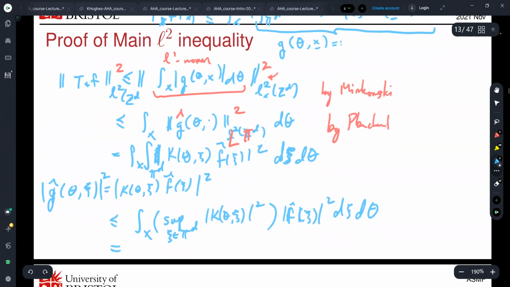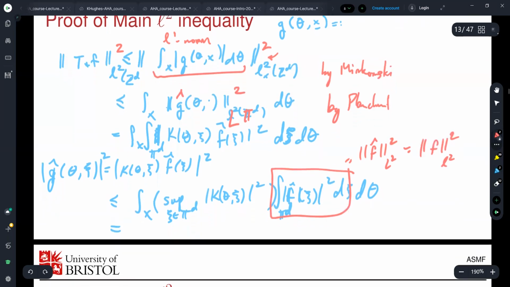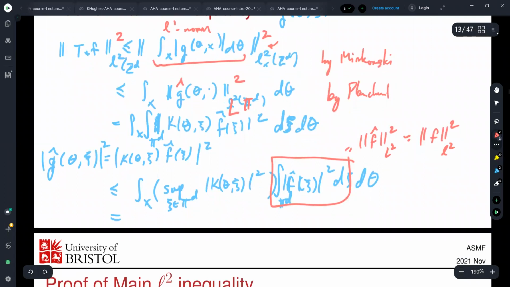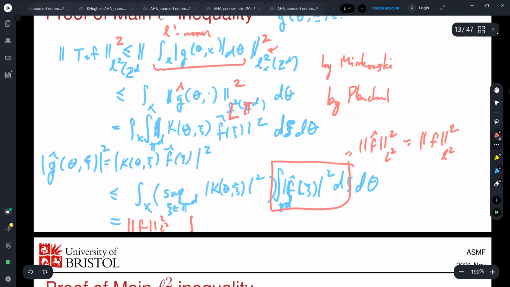But this is now something I don't have to worry about. I can pull out. Oh, I didn't write the integral over t. Sorry, the integral over td. This part is, of course, just the L2 norm of f on td squared, which by Plancherel's theorem, again, is just f in little L2 squared. And we get to pull that out because it's not depending on theta. So it's equal to the L2 norm of f squared times the integral over x of the supremum of this thing.